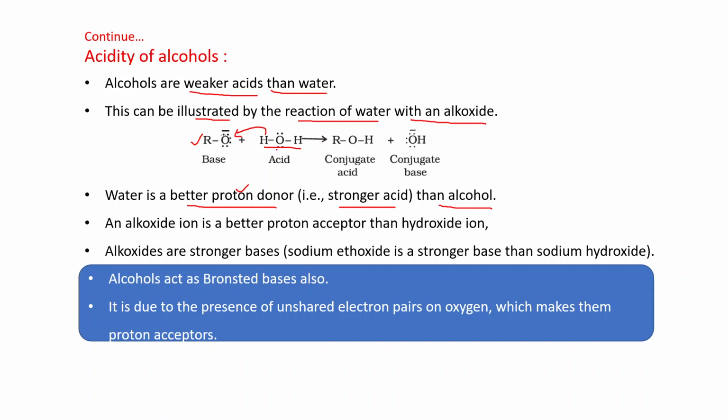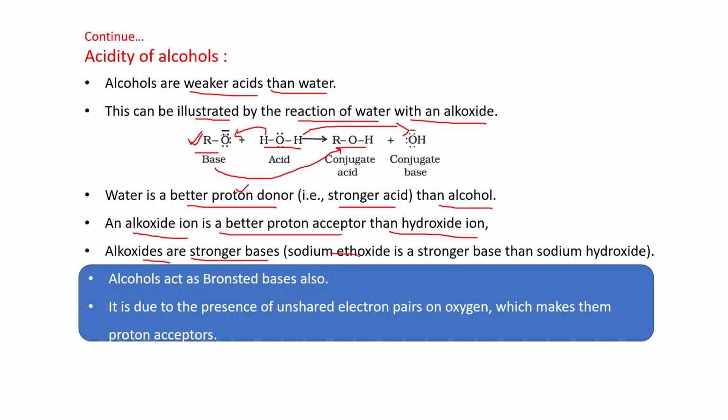Then this water, after donating a proton, will convert into its conjugate base, hydroxide ion. And this alkoxide ion, which is accepting the proton, will convert into alcohol, which is its conjugate acid. When this alkoxide ion is a stronger base, then its conjugate acid, that is alcohol, is a weaker acid. This we have discussed in class 11th. An alkoxide ion is a better proton acceptor than hydroxide ion. That's why we can say alkoxides are stronger bases.